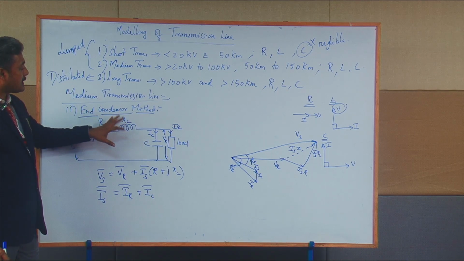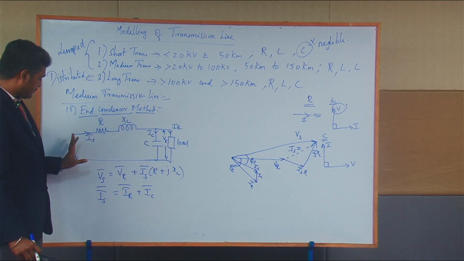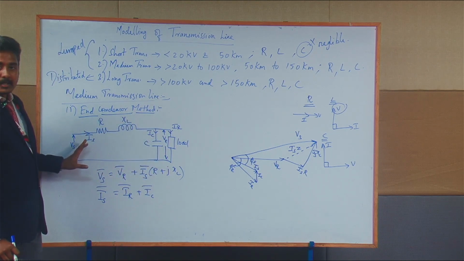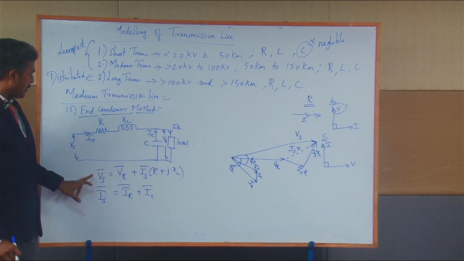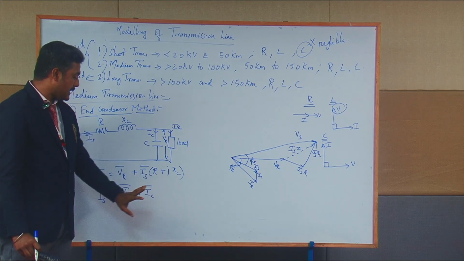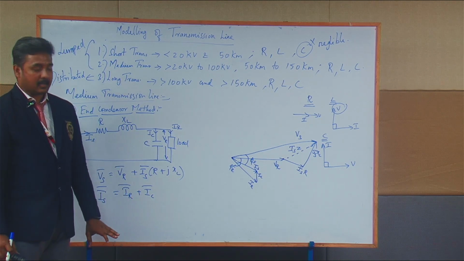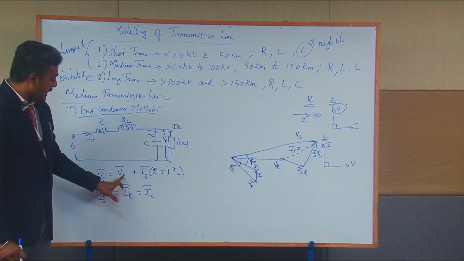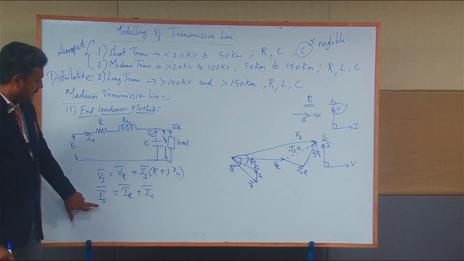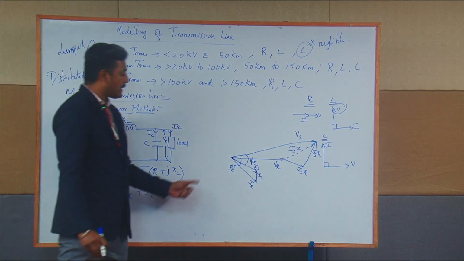End condenser method is nothing but you are going to connect the capacitor near to the load and you will be drawing the phasor diagram for this circuit. In this phasor diagram, you will be having Vs vector is equal to VR vector plus Is vector into R plus JXL vector. Is vector is equal to IR vector plus IC vector. First, you have to draw the VR vector and then IR vector and IC vector, then Is vector. From this Is vector, you can draw the Vs vector. That is what you have drawn here.